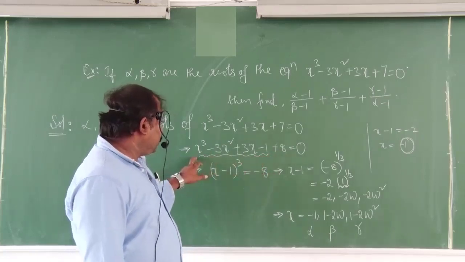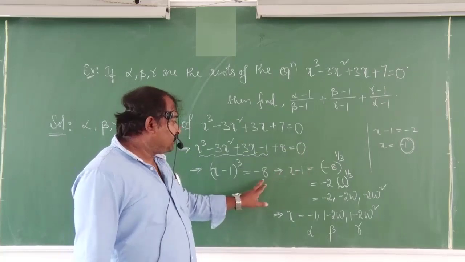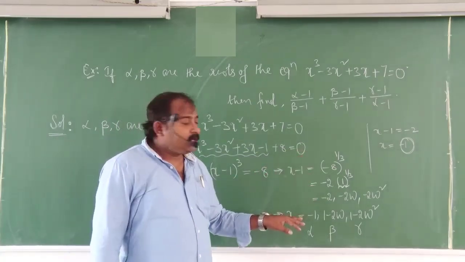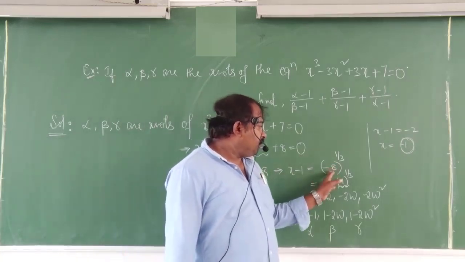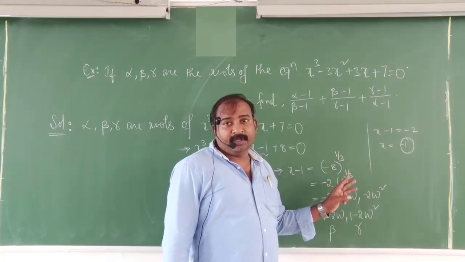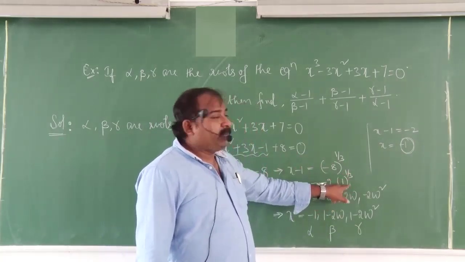Then till here what is the value? (x minus 1) whole cube. This 8 value, if it goes to this side, minus 8. Then x minus 1 equals (minus 8) whole power 1 by 3. So minus 8 whole 1 by 3 means minus 8 into 1 is there indirectly. Cube root means 3 values we have to get. So I can write minus 2 into 1 power 1 by 3.